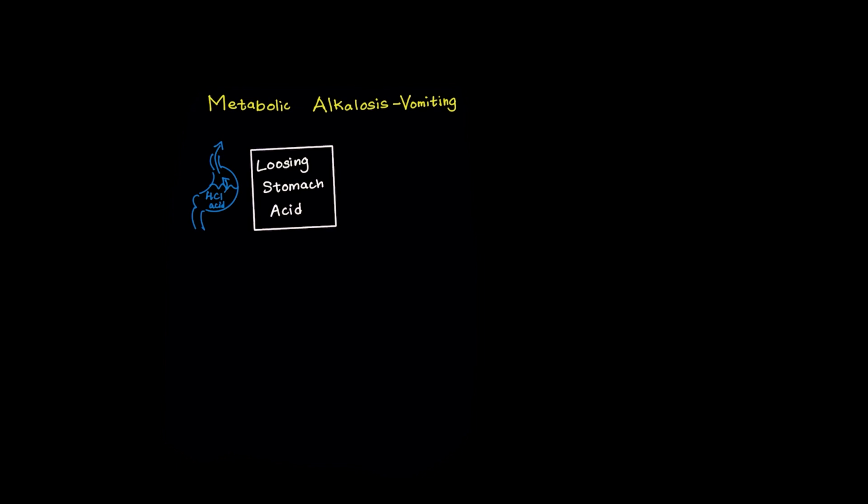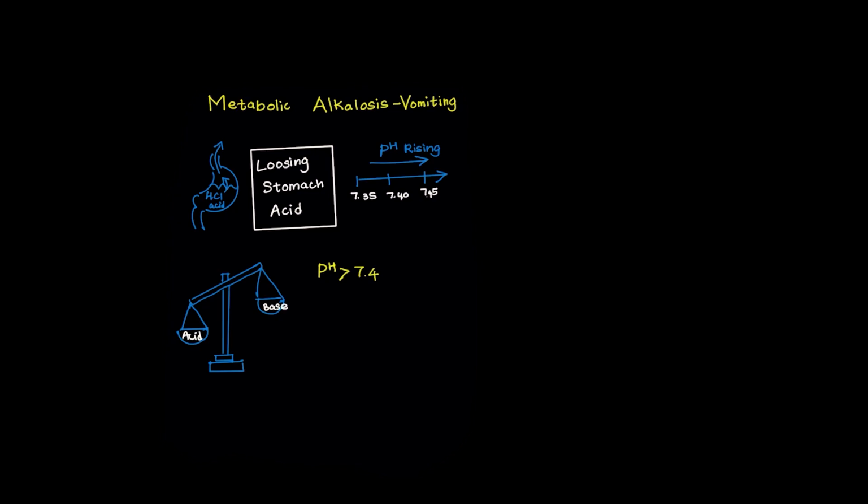Metabolic alkalosis from vomiting creates a specific blood gas pattern we need to recognize. When someone vomits repeatedly, they lose huge amounts of hydrochloric acid from their stomach. This loss of acid leaves the body with excess bicarbonate base, shifting the pH above 7.45 into alkalosis. The blood becomes too alkaline because we've lost the acid that normally balances it. Think of it like removing weights from one side of a balance scale. The base side tips up.